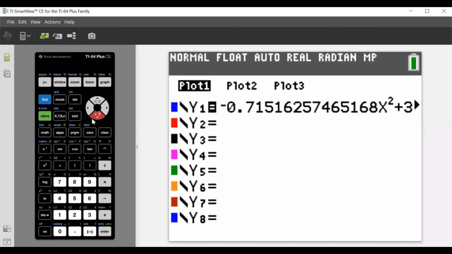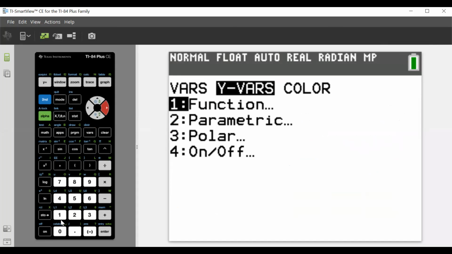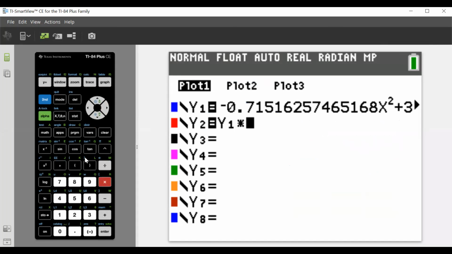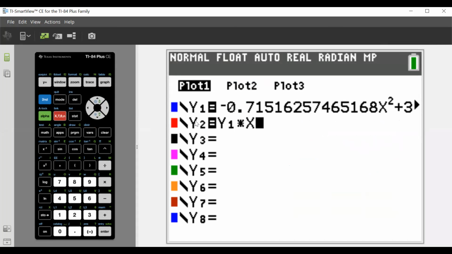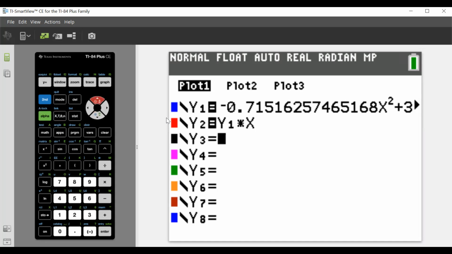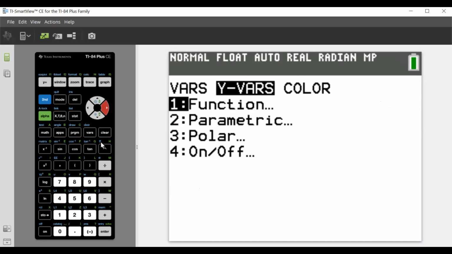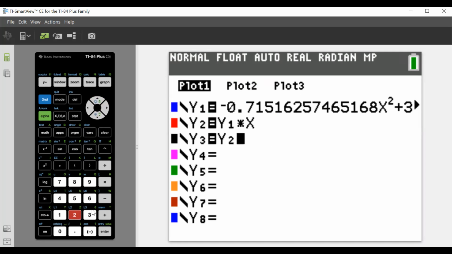Well, let's go ahead and say this one is going to be y1 times x. And so that would be what this one is, and that's going to be our r of x. Now, can we make our p of x easily? Well, p of x is going to be r of x, which is our y2, minus our y1 times 10. Okay, and so that will give us the function.